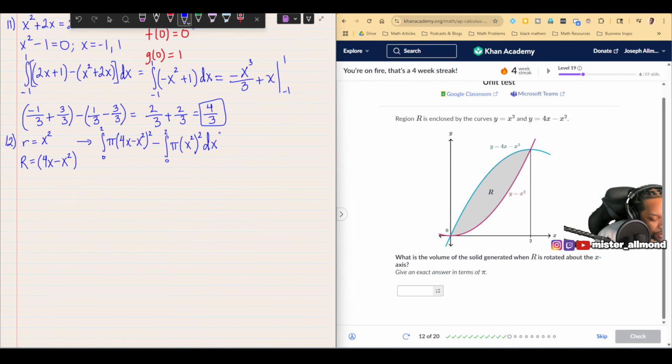So that'll be what? 16x squared minus 4x cubed minus another 4x cubed. So that'll be minus 8x cubed plus x to the 4th.